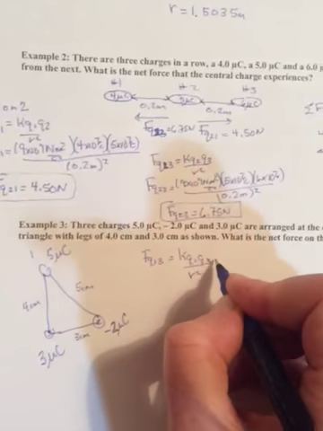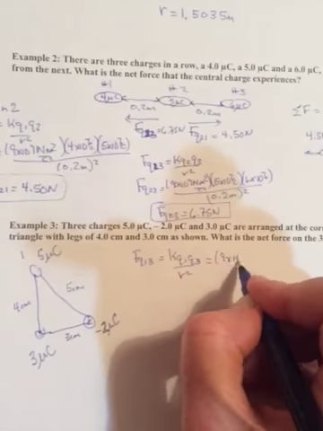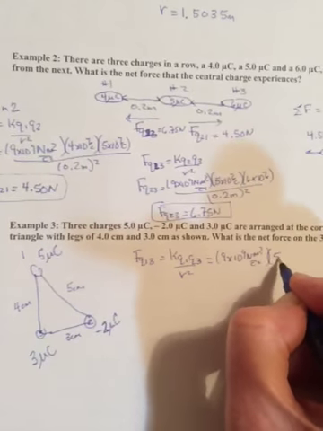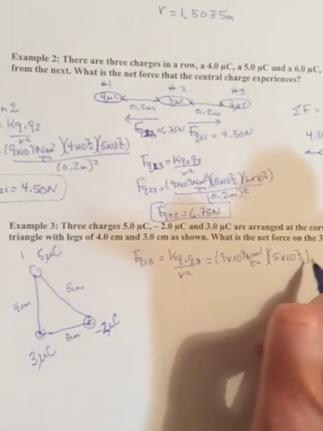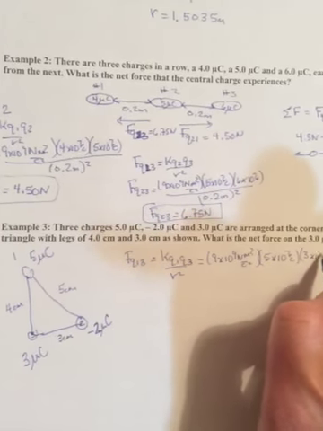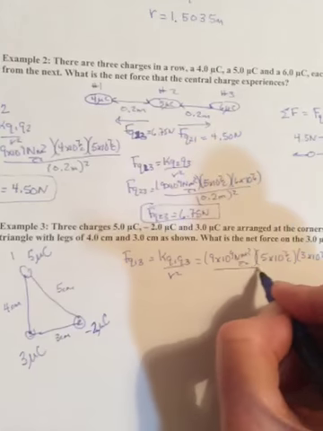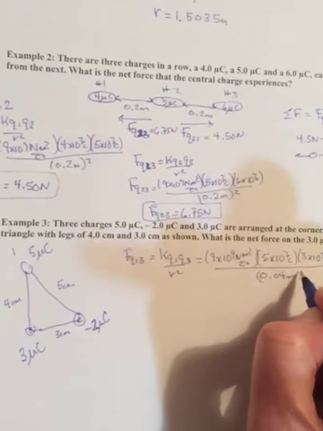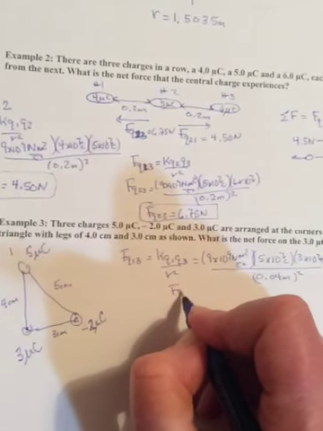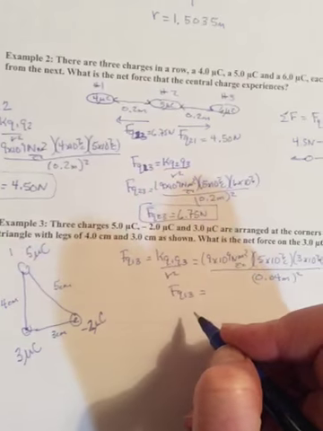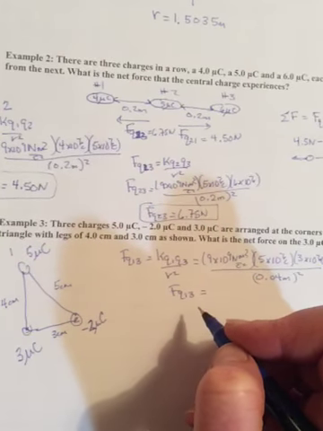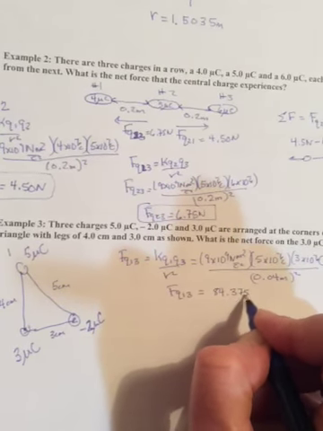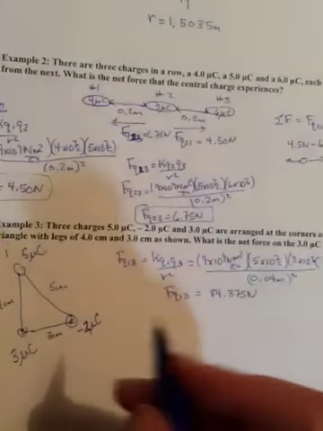KQ1Q3 over R squared. So 9 times 10 to the 9th Newton meter squared per coulomb squared, times 5 times 10 to the negative 6 coulombs and 3 times 10 to the negative 6 coulombs. And remember, you have to change your centimeters, so 0.04 meters squared. So type that in your calculator, and when you do, you should get a force of 84.375 newtons, I believe. Okay?